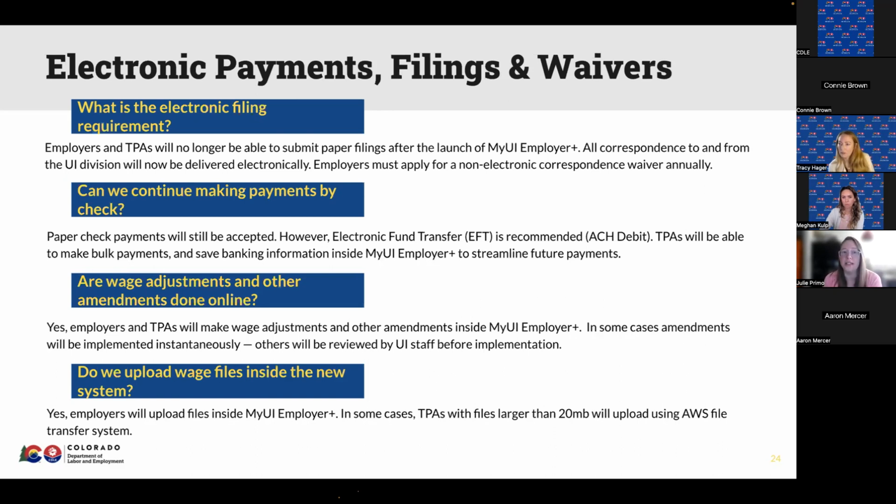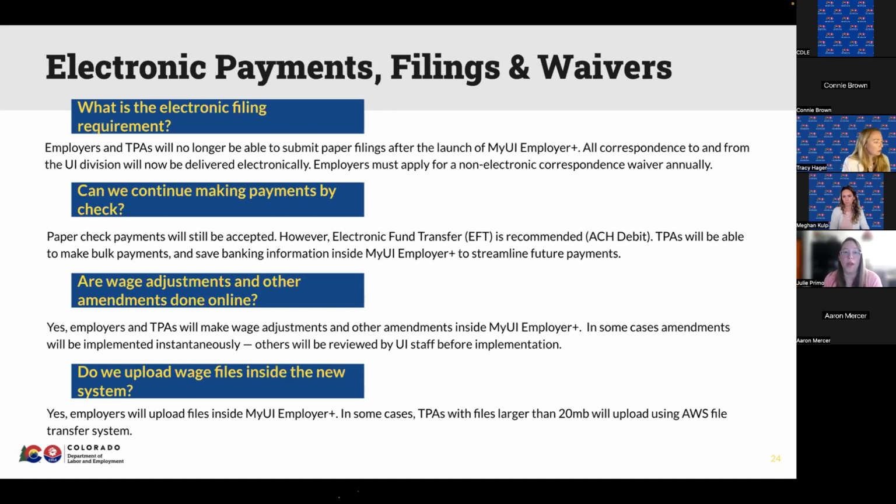Are wage adjustments and other amendments done online? Yes, you can. So you have the option right in there. We saw one of the screens where you can go in and do that wage adjustment. So in that filing, you also have the option to do a wage adjustment. So if you notice, oops, I accidentally typed in 500 and that actually needed to be 5,000, or the other way around, you typed in 5,000, should have been 500, you can go in and adjust and correct that, and everything will automatically recalculate for you.